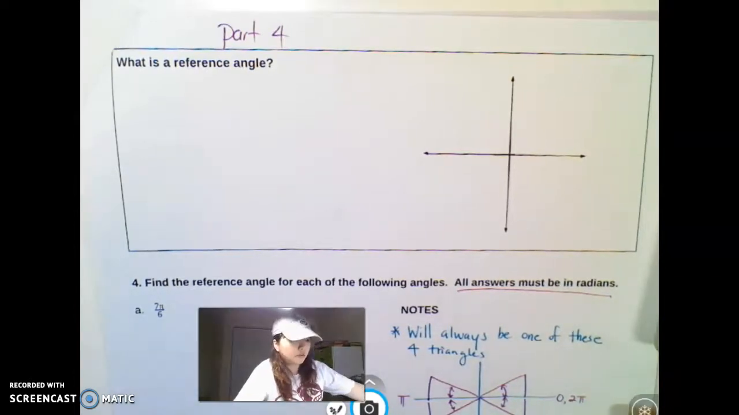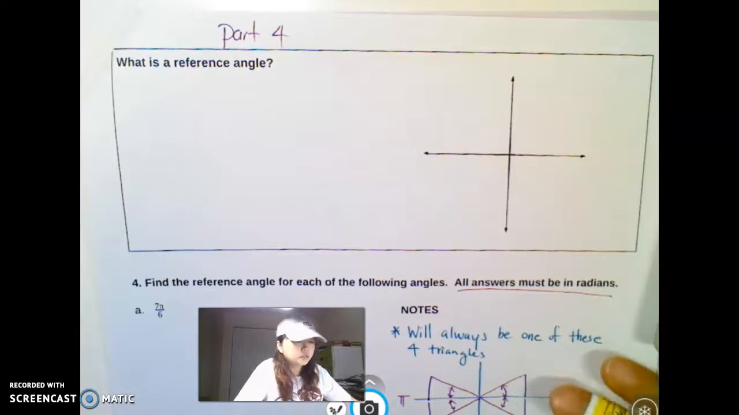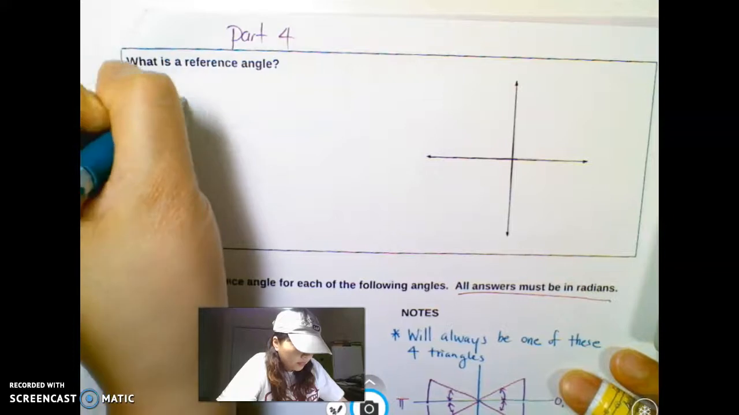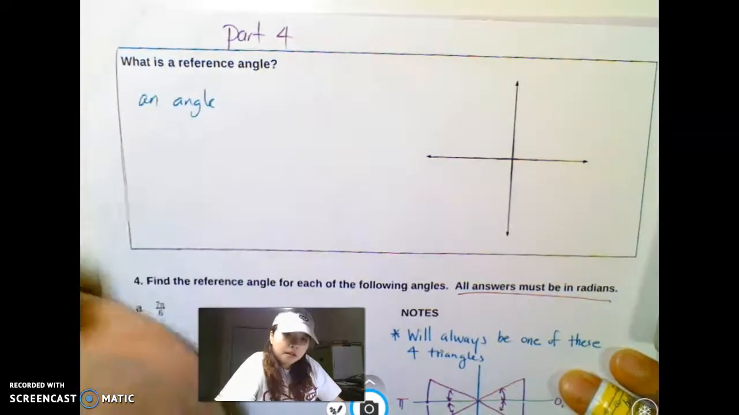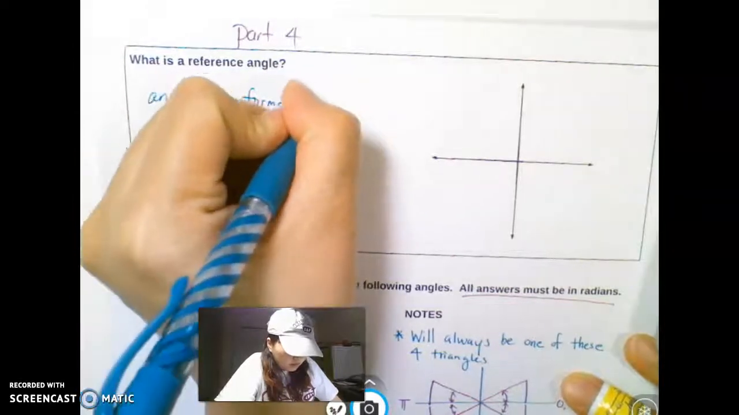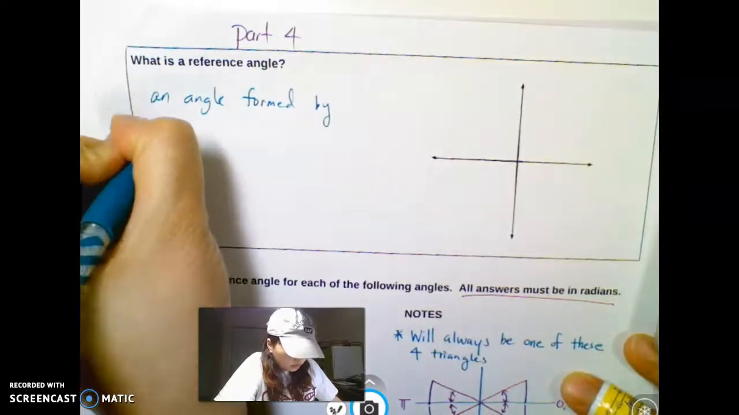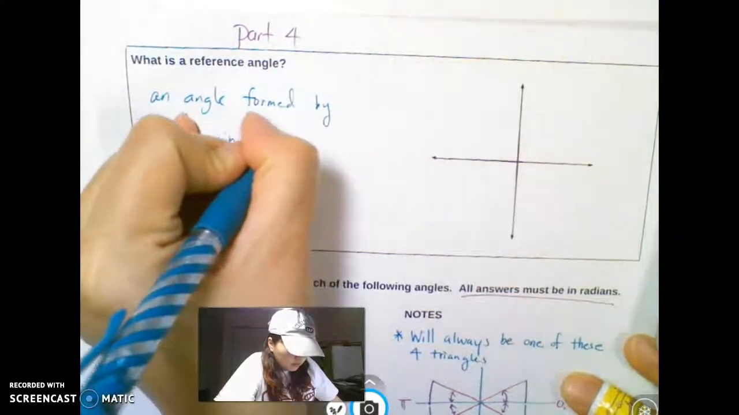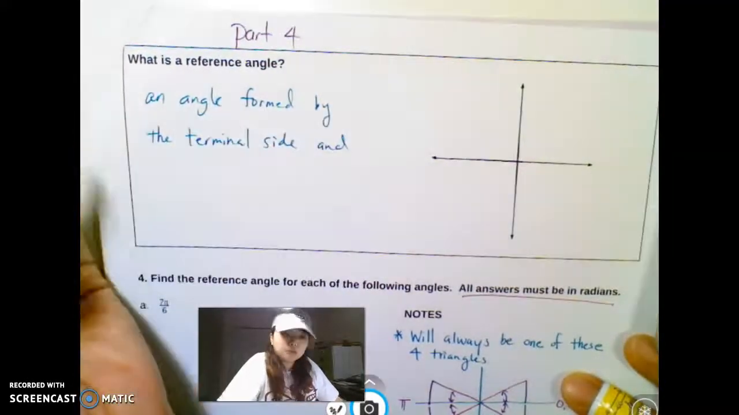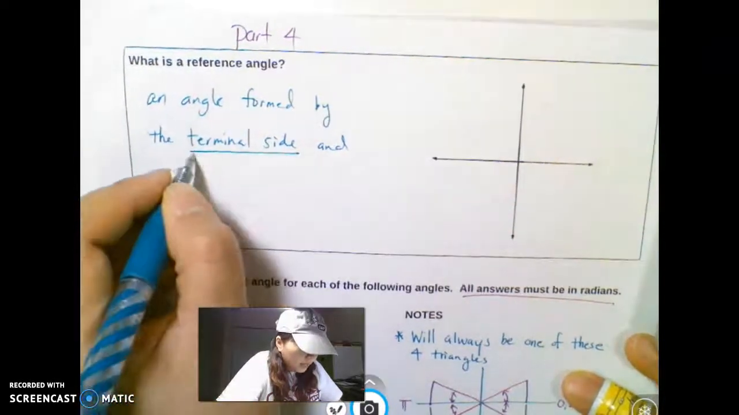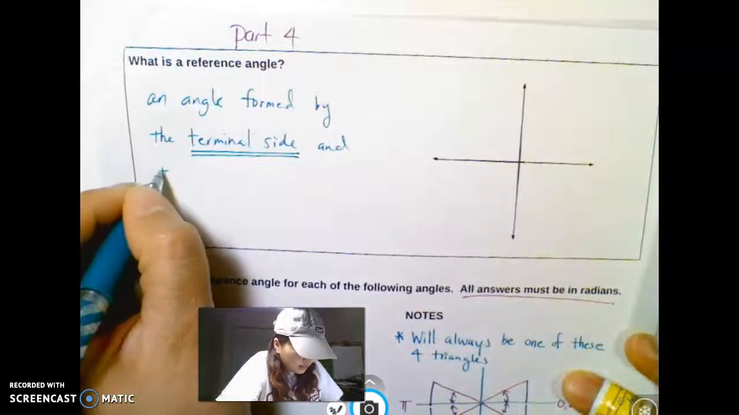So let's talk about what reference angles are. So this is what a reference angle is. It's an angle formed by the terminal side, and here's a key. Here's why things get tricky. It's an angle formed by the terminal side and the x-axis.